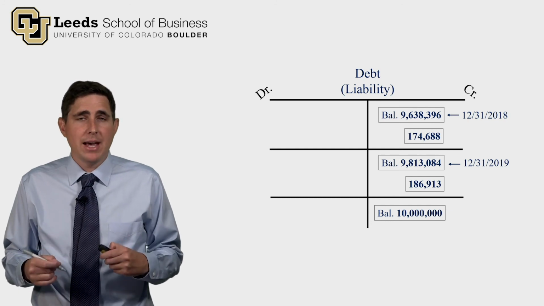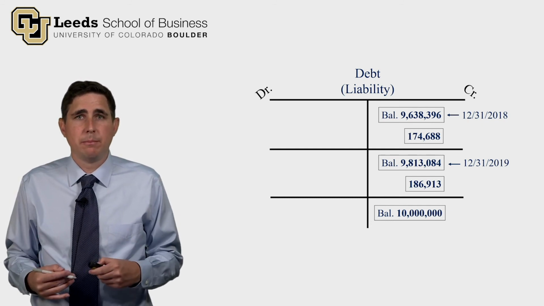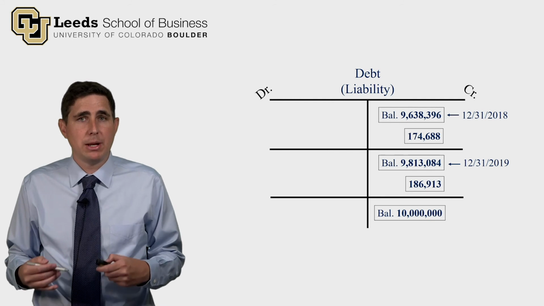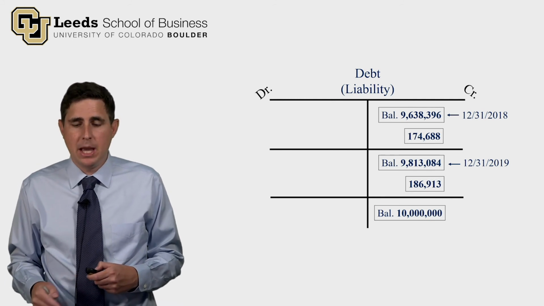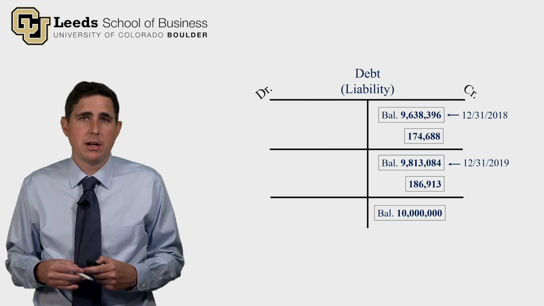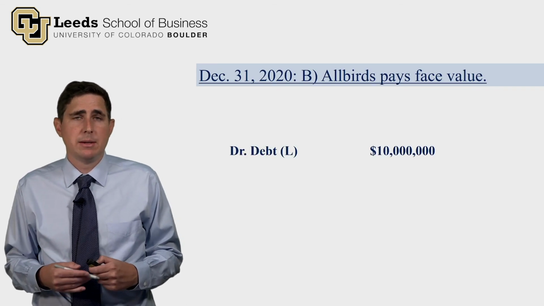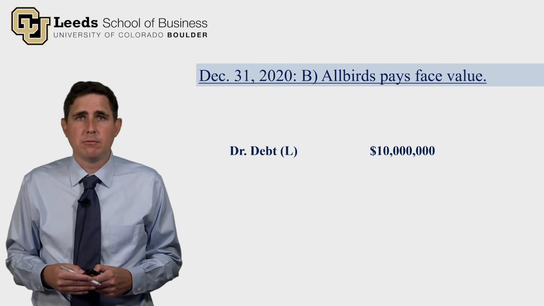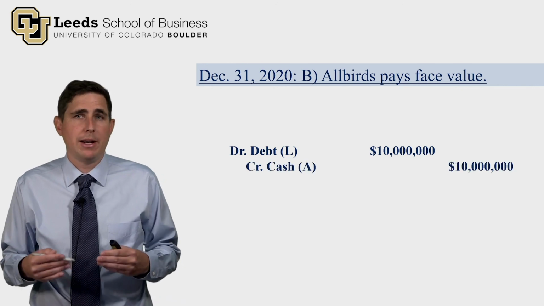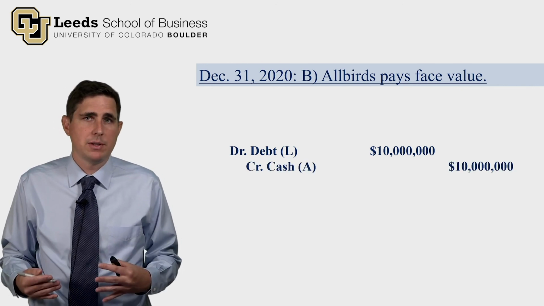And now the last journal entry is quite simple because we need to make our final maturity payment of $10 million. And we've got a $10 million balance in our debt account. So when Allbirds pays off the face value, simply debit the debt account for $10 million, reducing it to zero, and credit cash because Allbirds has to pay off this bond with cash.